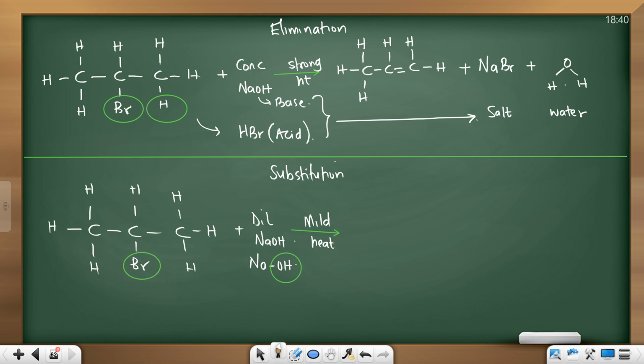So what are we going to form? 3 carbon atoms. It is still saturated, but what do I have now? OH. Do you notice we form an alcohol here? Plus what? NaBr. Please look at the two reactions and tell me if you are okay. Substitution, we exchange. Elimination, we remove. We have an acid and a base, which will give us salt and water.